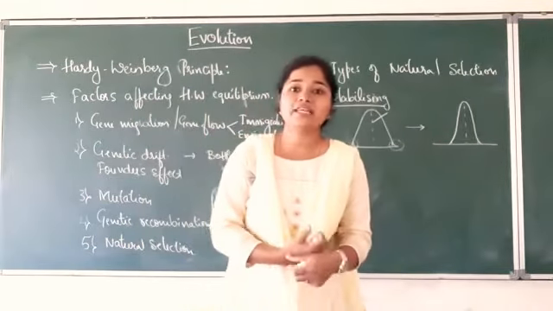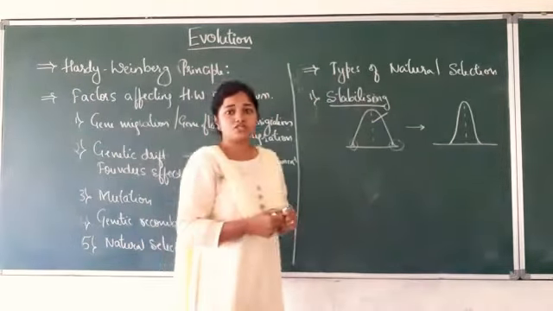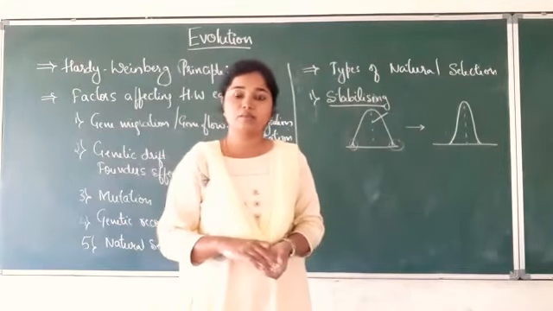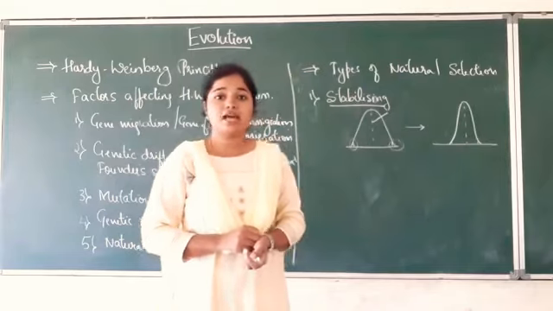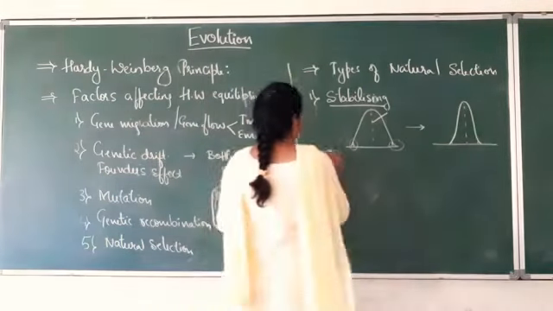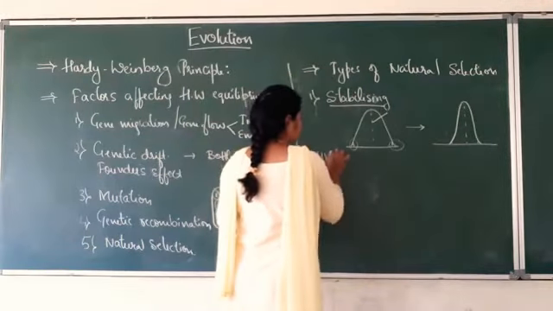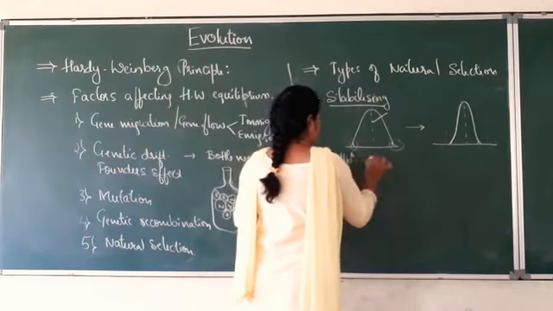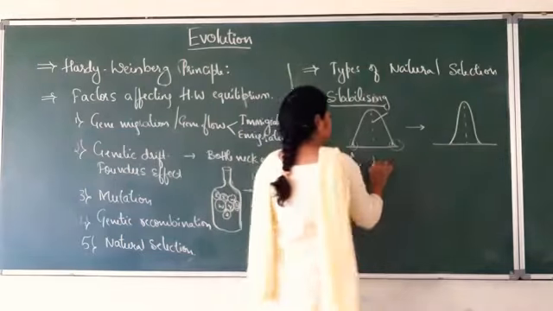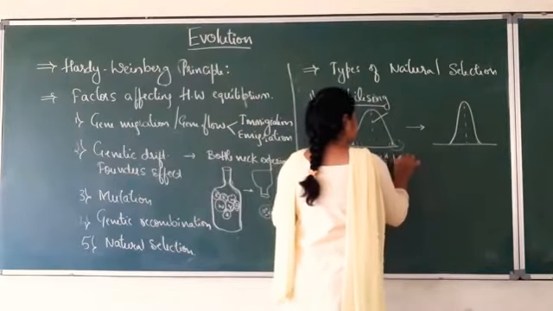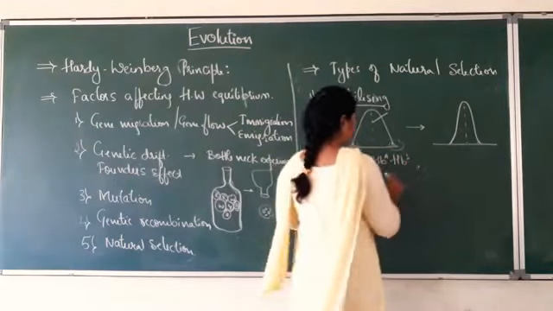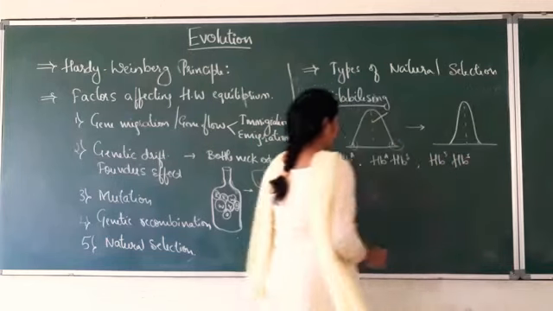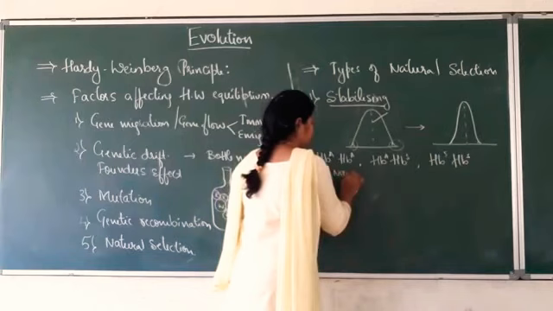The best example for stabilizing natural selection is sickle cell anemia. We had already studied sickle cell anemia. It has two types of alleles, HbA and HbS. So we can have three types. This is normal, then this is heterozygous or carrier, and this is affected, right?